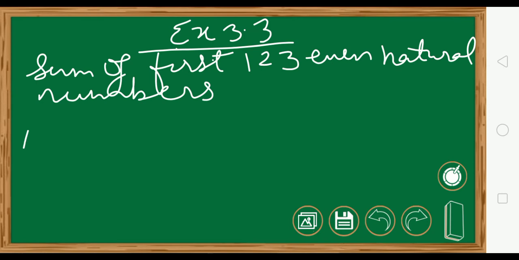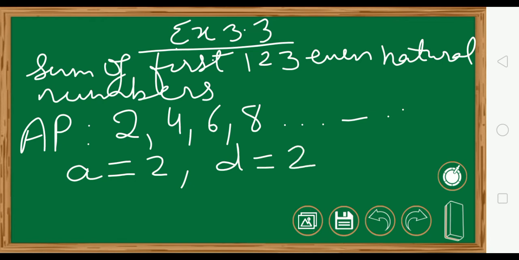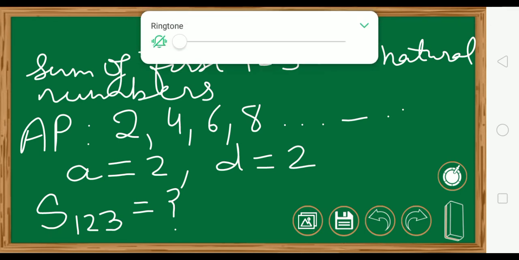First of all, what is the AP? Now natural numbers begin from 1, but they have told even natural numbers. So 2, 4, 6, 8 and so on. And now here a is what? 2. d is what? 2. And what you have to find? S of 123. Okay. So this is your question. The given and the things that you have to find.